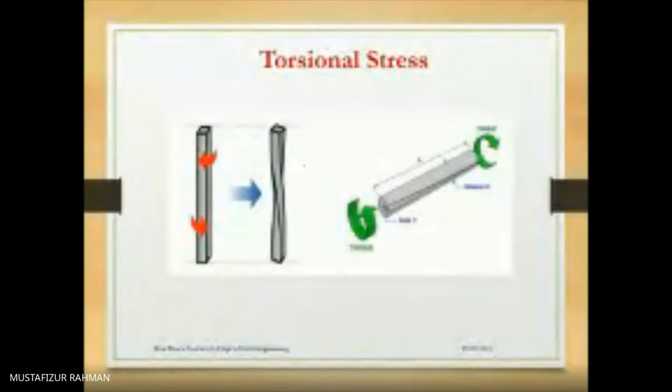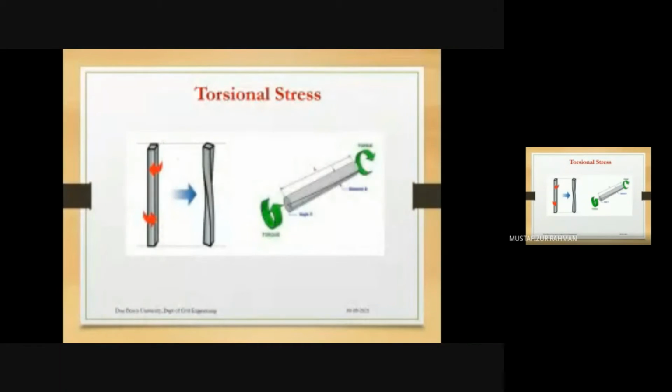to each other, but exactly twisting like this. One force is in this way, trying to rotate it this way, another is trying to rotate it the other way. The torque, we have a twisting moment, and the stress that results from this torque and moment will be called torsional stress.